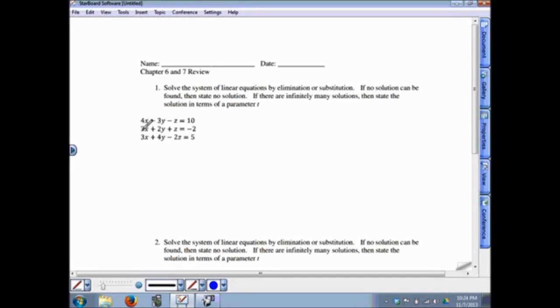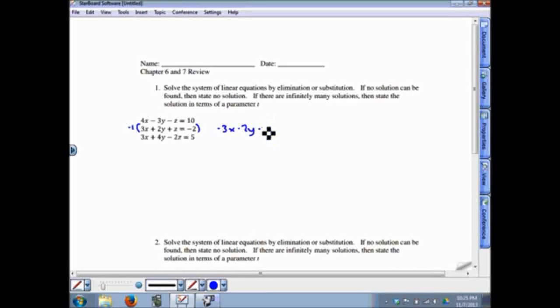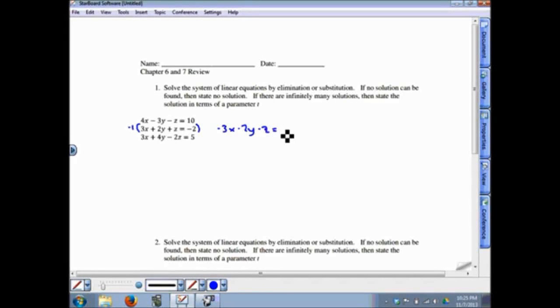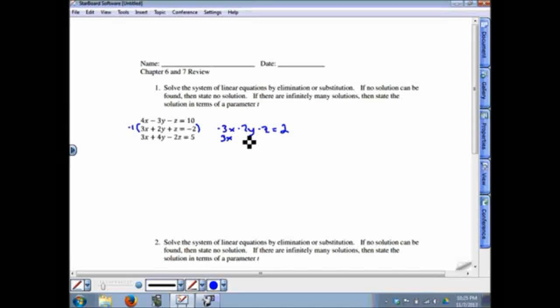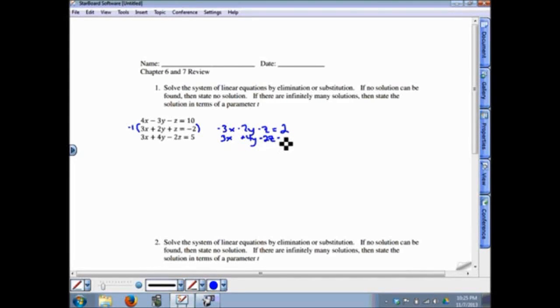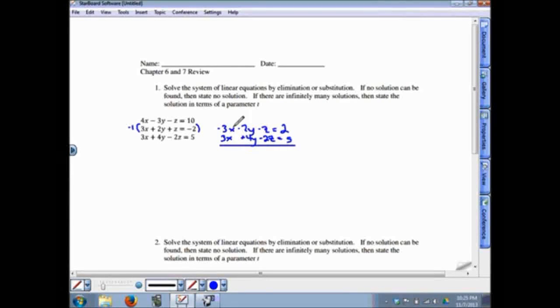So looking at this, notice a 3x here in this middle equation and a 3x here in the bottom equation. If this middle equation were multiplied by -1, it would become -3x minus 2y minus z is equal to +2. Bottom equation could stay the same, 3x plus 4y minus 2z equals 5. Now adding these two equations together, x is going to eliminate.